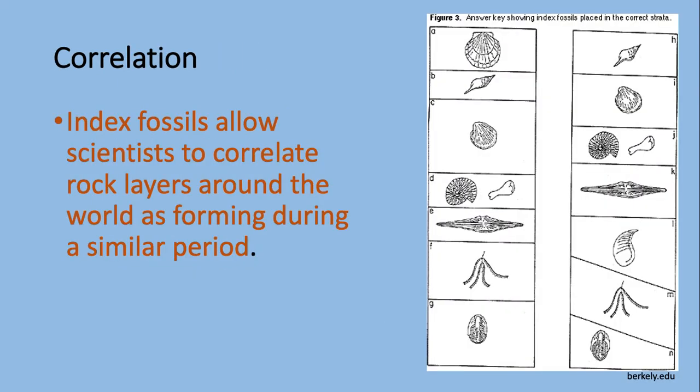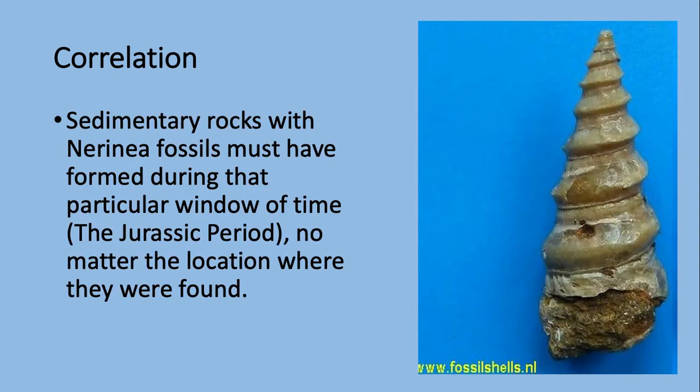So index fossils allow scientists to correlate rock layers around the world as forming during a similar period. And depending on the geologic activity, a layer of a certain period might be further down or closer to the surface. But if it has those fossils, you can say with some certainty that it's a certain age. Sedimentary rocks with Nerinea fossils must have formed during that particular window of time, the Jurassic period, no matter where the location.